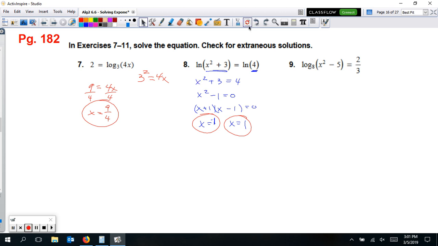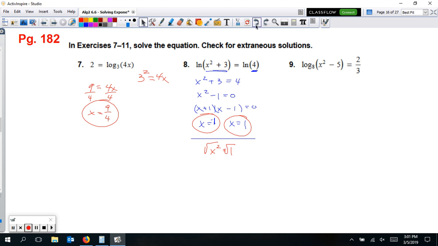The other way we could do this, like I said, is we could have subtracted 3, and then it would have said x squared equals 1. Then we could take the square root of both sides, where x is now free from the square root sign. So x is by itself, and now we have a plus or minus.